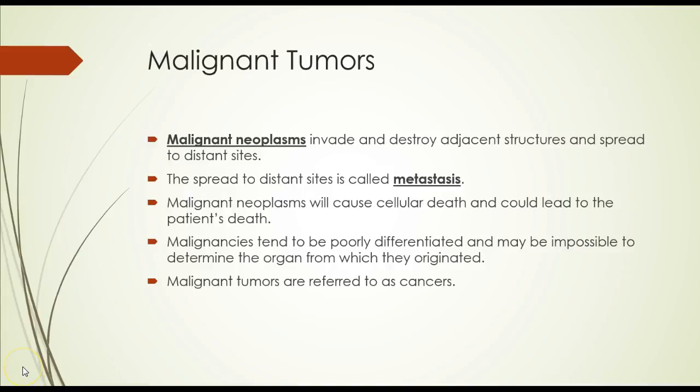Malignancies tend to be poorly differentiated and may be impossible to determine the organ from which they originated. What that means is you usually have tumor growth in one particular area of the body, and then it spreads out. But you can't find one of those cells and determine, okay, this came from the lung, this came from the bone, this came from the liver. You don't know where it came from because it just looks different than every other cell in that body at that point. Malignant tumors are referred to as cancer.